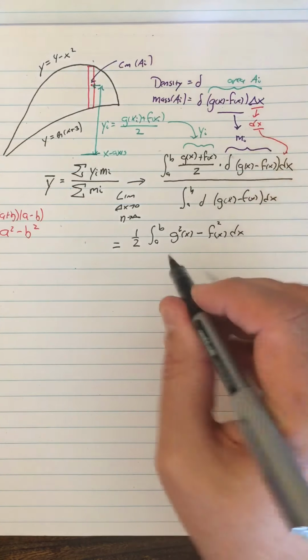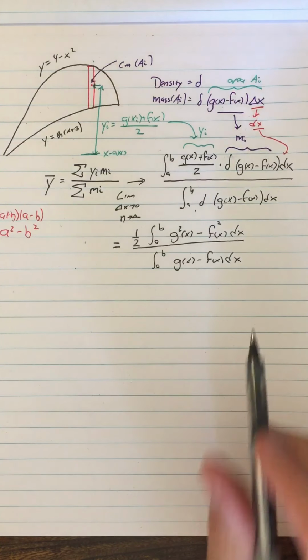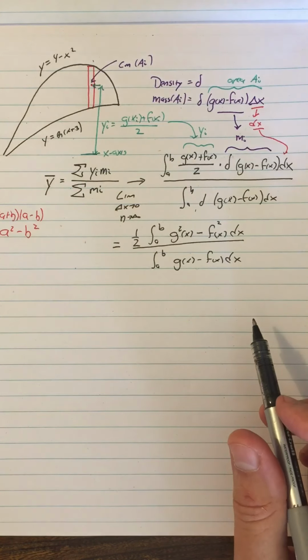Okay, and also what I've done is we can cancel the deltas, so I didn't put the delta in. So our denominator ends up being the integral from a to b of g of x minus f of x dx. And so there you have it, an expression in integrals with respect to x that gives the y coordinate of the center of mass.